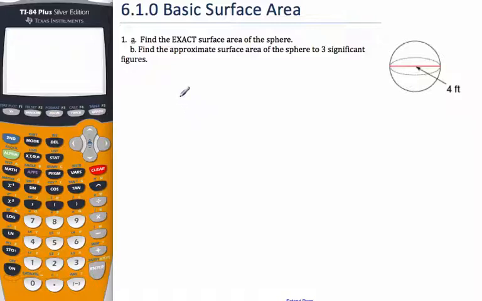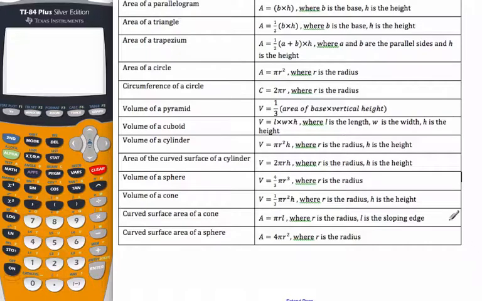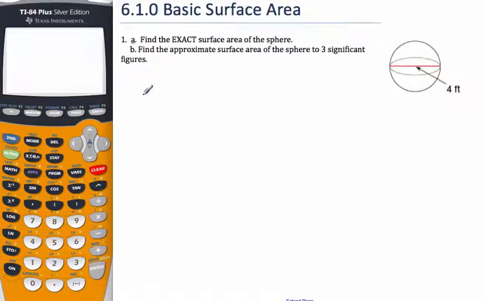Question one says, find the exact surface area of the sphere. Well, a sphere is like our basketball kind of scenario, and I can only find that if I know what the formula is for that. Conveniently, we have our formula sheet. If I want the curved surface area of a sphere, it's right here on my formula sheet: 4 pi r squared. So, area, I know, is 4 pi r squared.